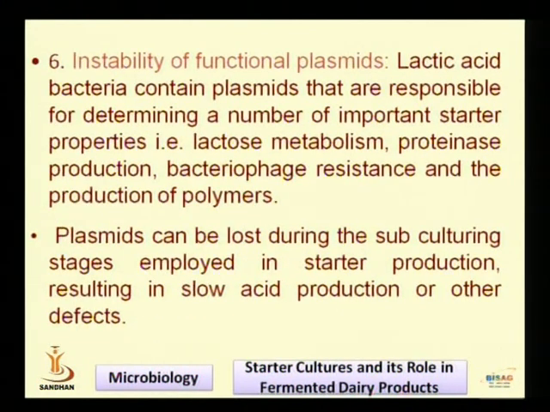Then, instability of functional plasmids. Lactic acid bacteria contain plasmids that are responsible for determining a number of important starter properties. That means lactose metabolism, proteinase production, bacteriophage resistance, and the production of polymers. A plasmid can be lost during the subculturing stages employed in starter production, resulting in slow acid production or other defects.